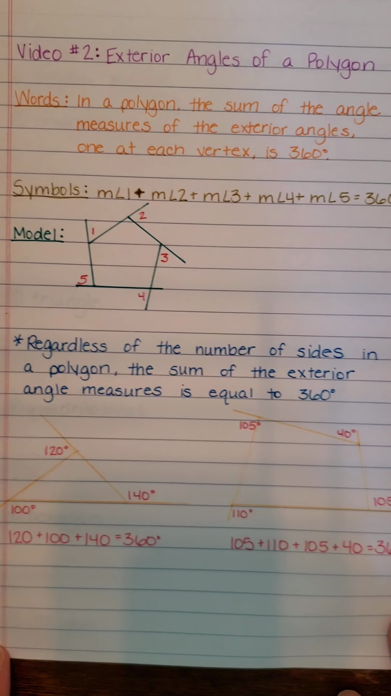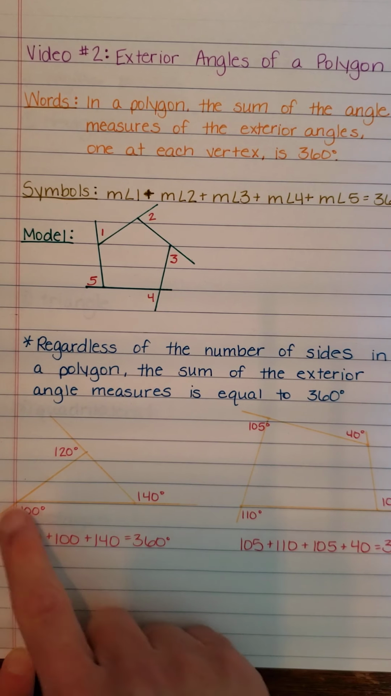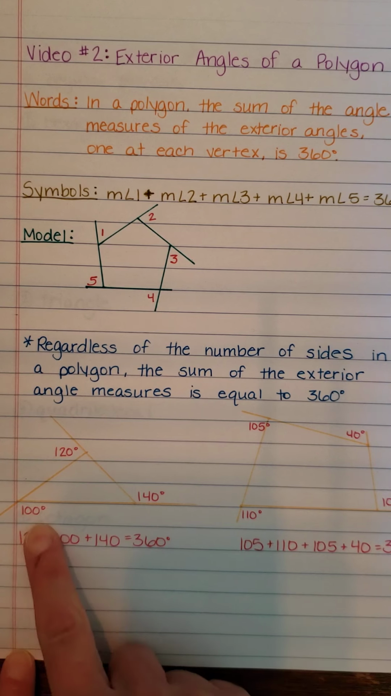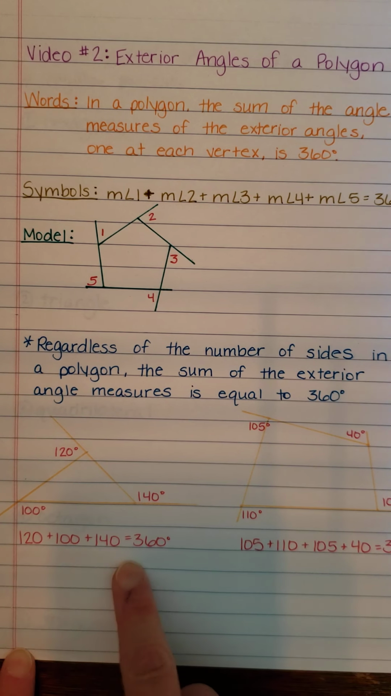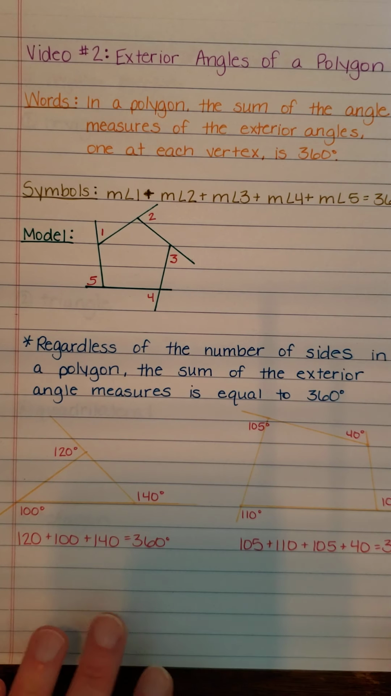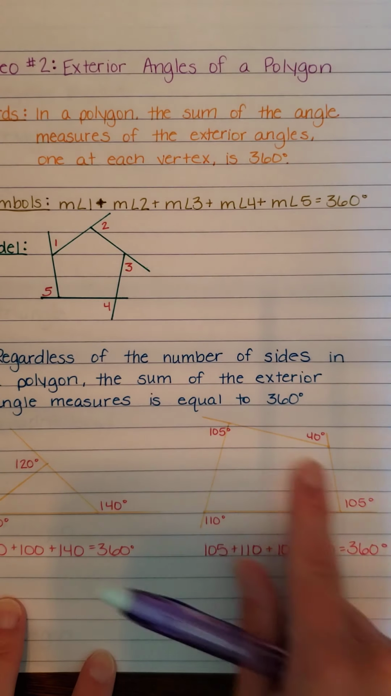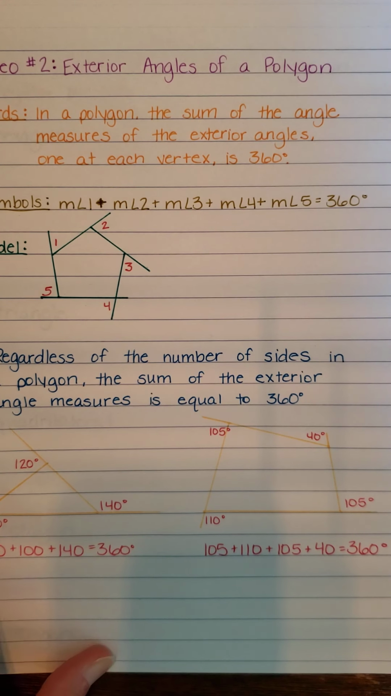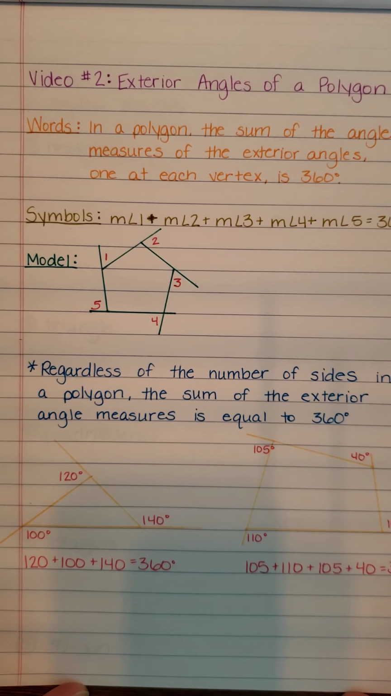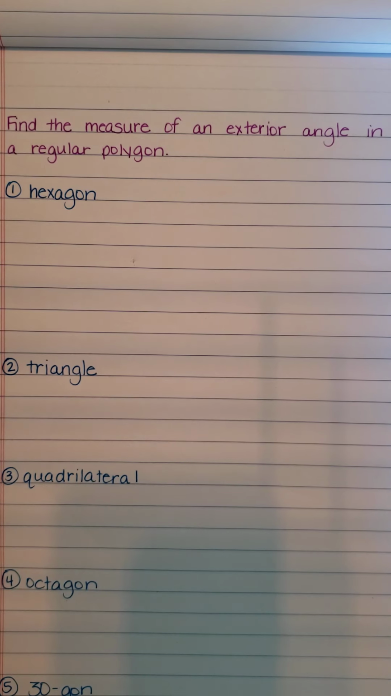So here are two examples, okay? Here I have a triangle, a three-sided figure. I have my exterior angles. When I add those exterior angles up, I get 360 degrees. Same thing over here. I have a quadrilateral. I have my exterior angles. I add those up. I get 360 degrees. So we're going to look at some examples together.